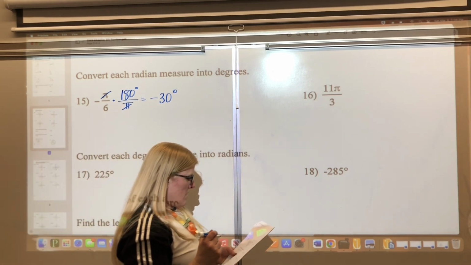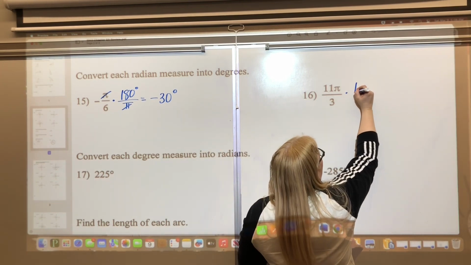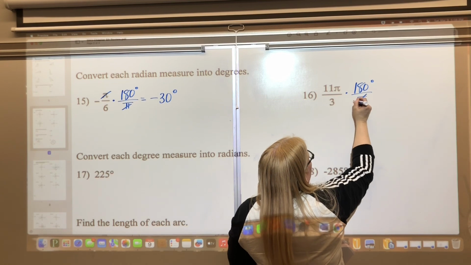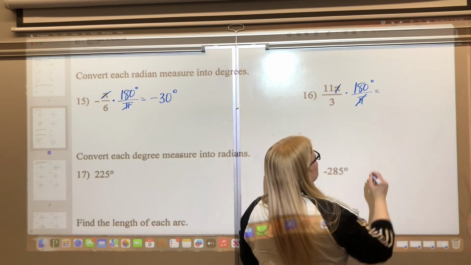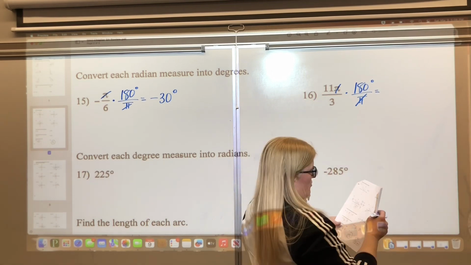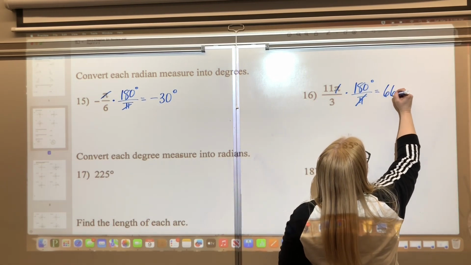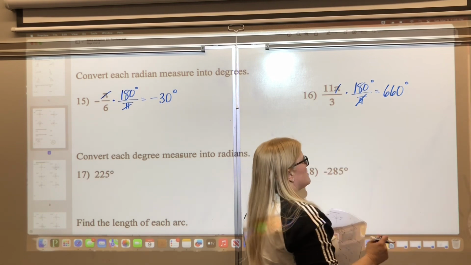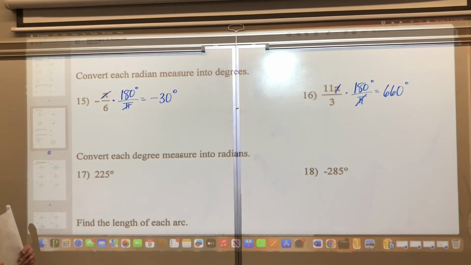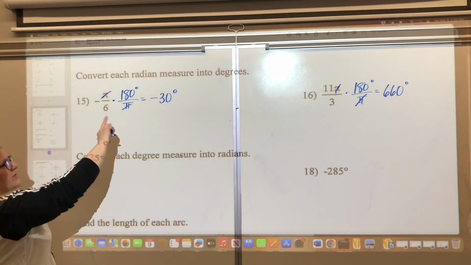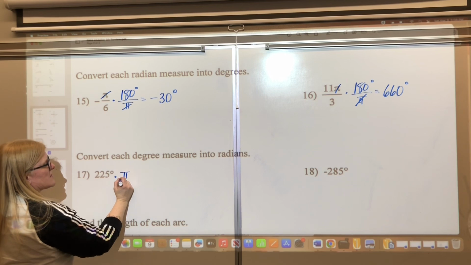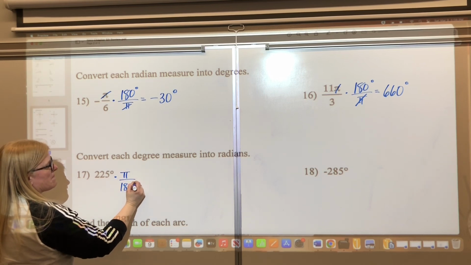Over here, again, I'm going to multiply this by 180 degrees over pi. The pi's cancel, and when I put this in my calculator, I end up with 660 degrees. Okay, this time we're going to flip it. I have it in degrees, I want it in radians. So radians on top, degrees on the bottom.